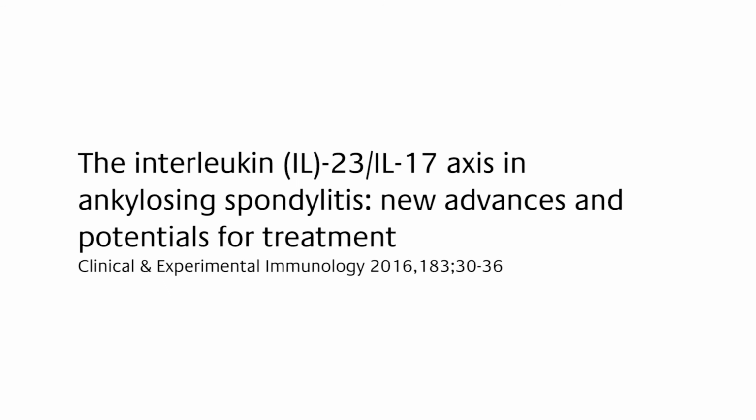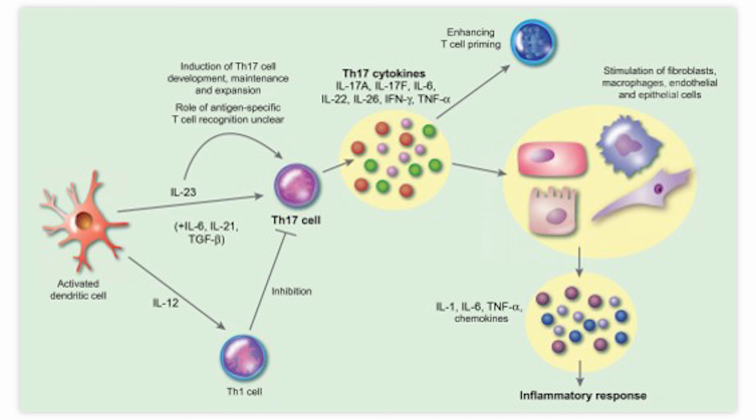Now, this is the confusing slide, I realize. This is looking at the interleukin-23, IL-17 axis in ankylosing spondylitis, because I want to talk about some of the new things coming down the pike. This is one of your white blood cells called dendritic cells. It produces interleukin-23, which acts on another white cell called a Th17 cell that causes production by that cell of all kinds of other cytokines: IL-17, different types of IL-17, IL-6, interleukin-22, interleukin-26, interferon gamma, and TNF, okay?